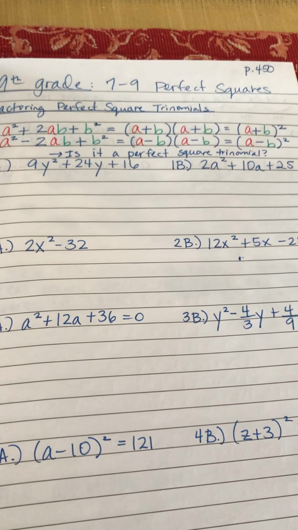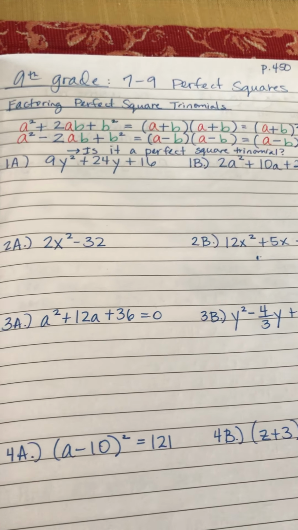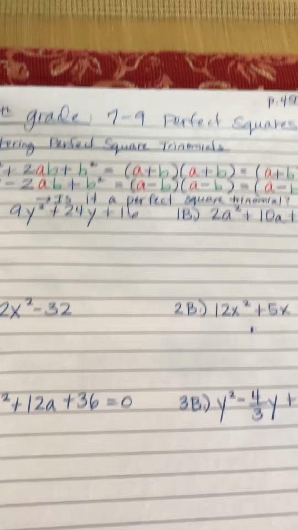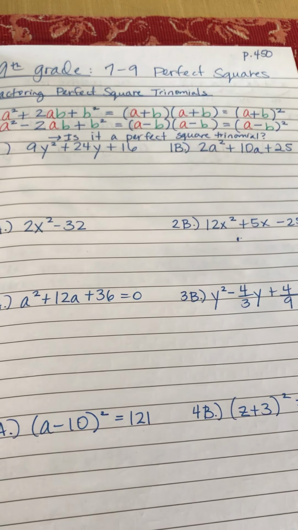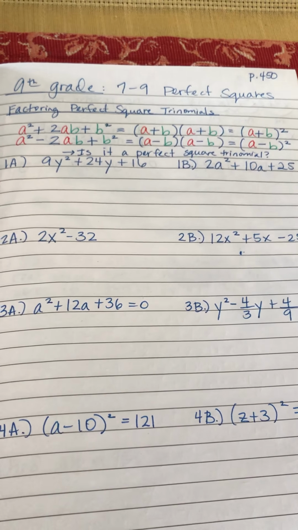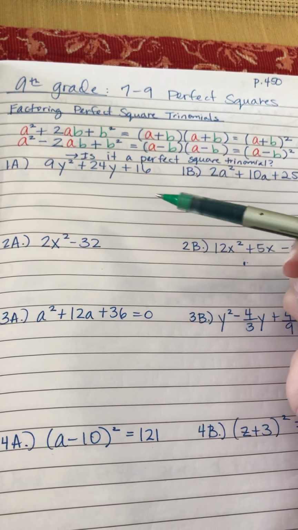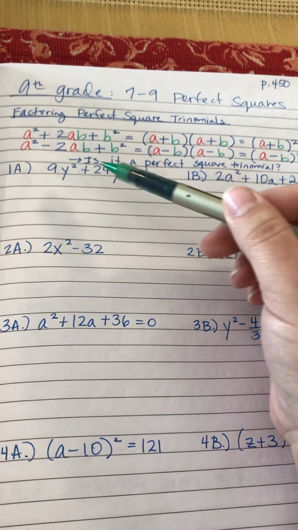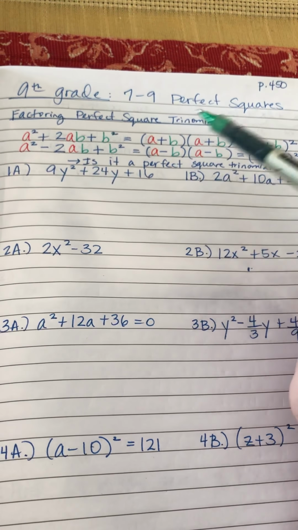7-9 is called perfect squares. It starts on page 450. Factoring perfect square trinomials is a little bit tricky, and frankly, it's just kind of annoying to do it this way. If it's a multiple choice test, I would probably use the answer choices and multiply them out to see which one gives me the answer in the problem.